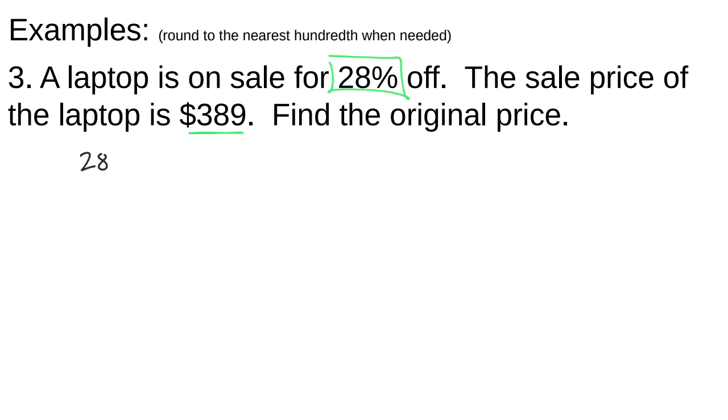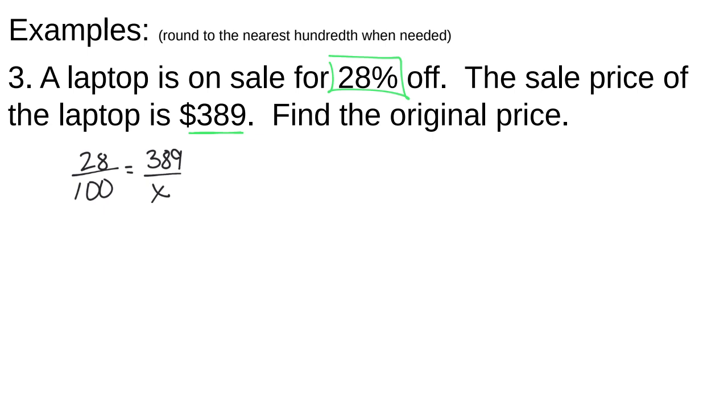28 is a percent. And then I need to think about this 389. Is it a part or is it a whole? The original price would be the whole price. On a sale, you're only paying part of it. So 389 is going to be a part. It's not the whole price, it's the part that you're paying. So at first glance, you might think, let's put this 389 here, and we are looking for the whole.